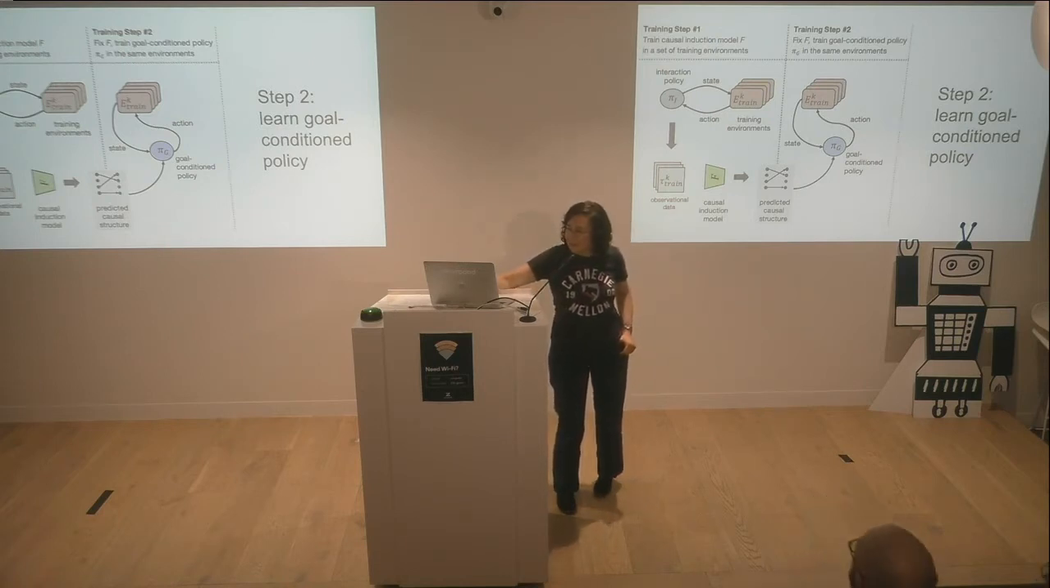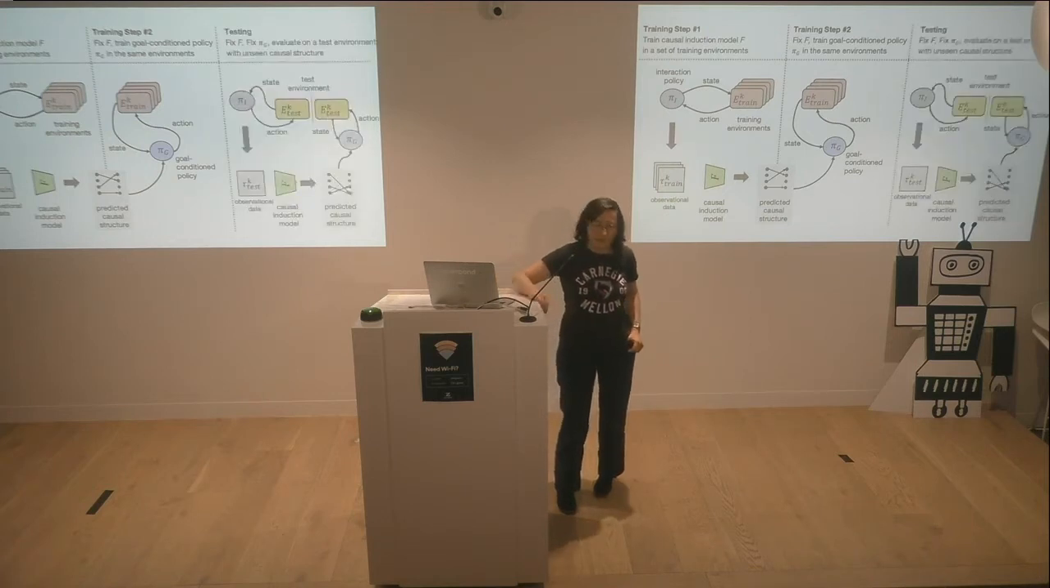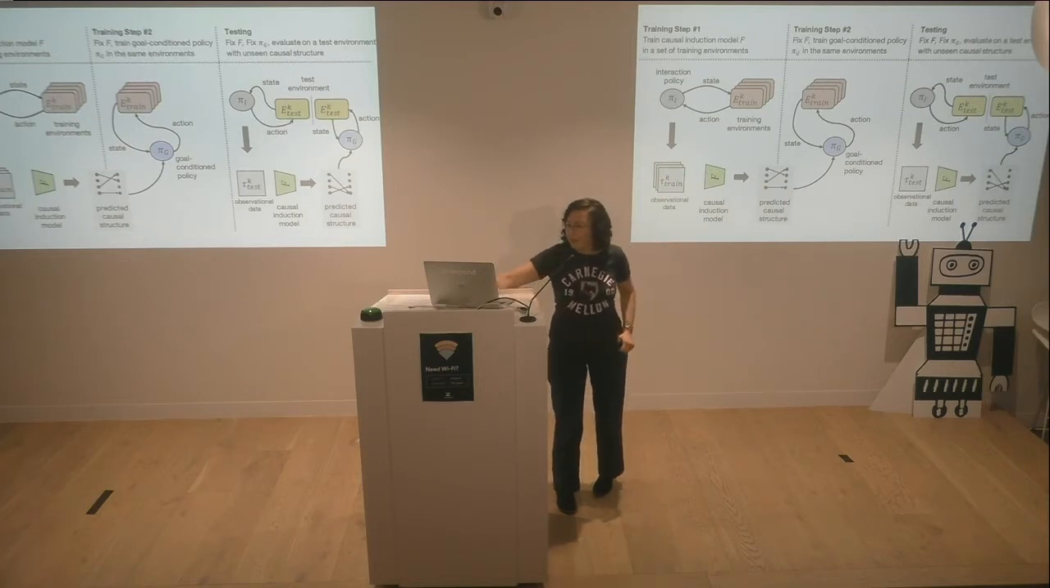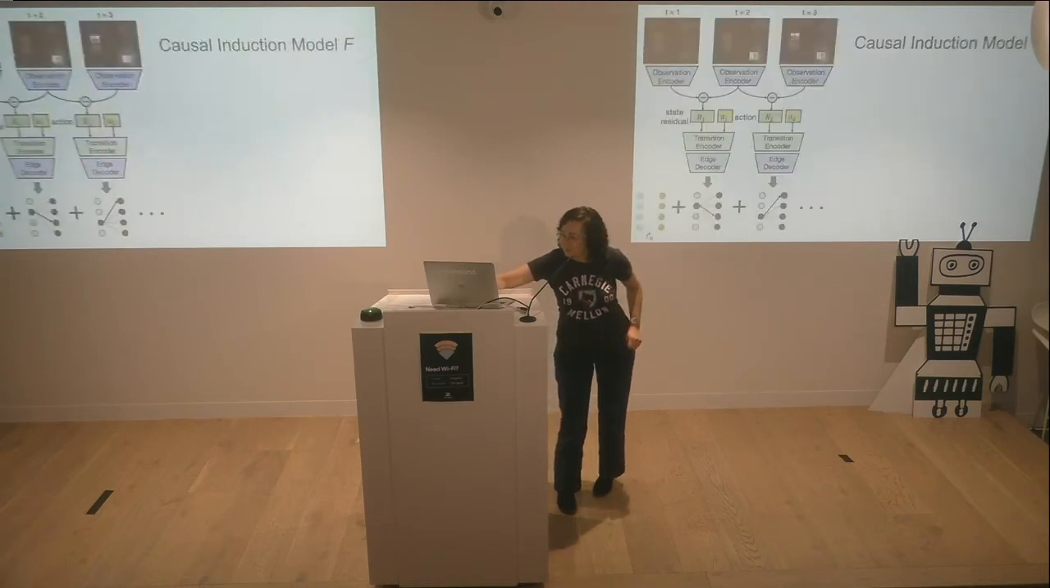And then the last part of the paper is evaluation. So we're going to evaluate this agent, as I said, with a totally new causal structure. It gets to interact with the environment for a while. It tries a bunch of switches, and then it has to achieve some goal. I'm not going to talk about step 2 that much because I'm not the reinforcement learning expert, that is Chris. I'm going to talk more about the causal induction model.